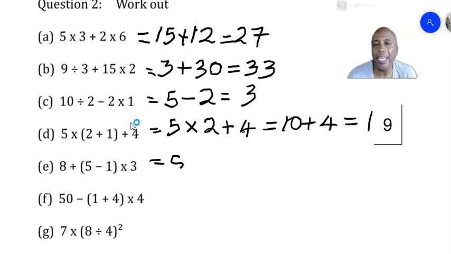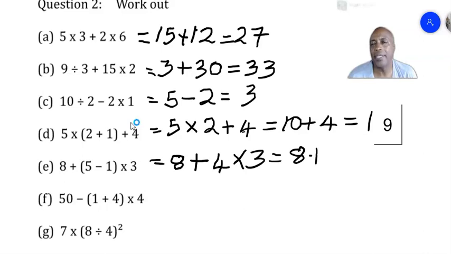E, 8 plus 5 minus 1 in the bracket times 3. So we do the bracket first. So it's 8 plus, 5 minus 1 is 4, times 3. Then we multiply before we add. So we have 8 plus 12. 4 times 3 is 12. And so the answer is 20.